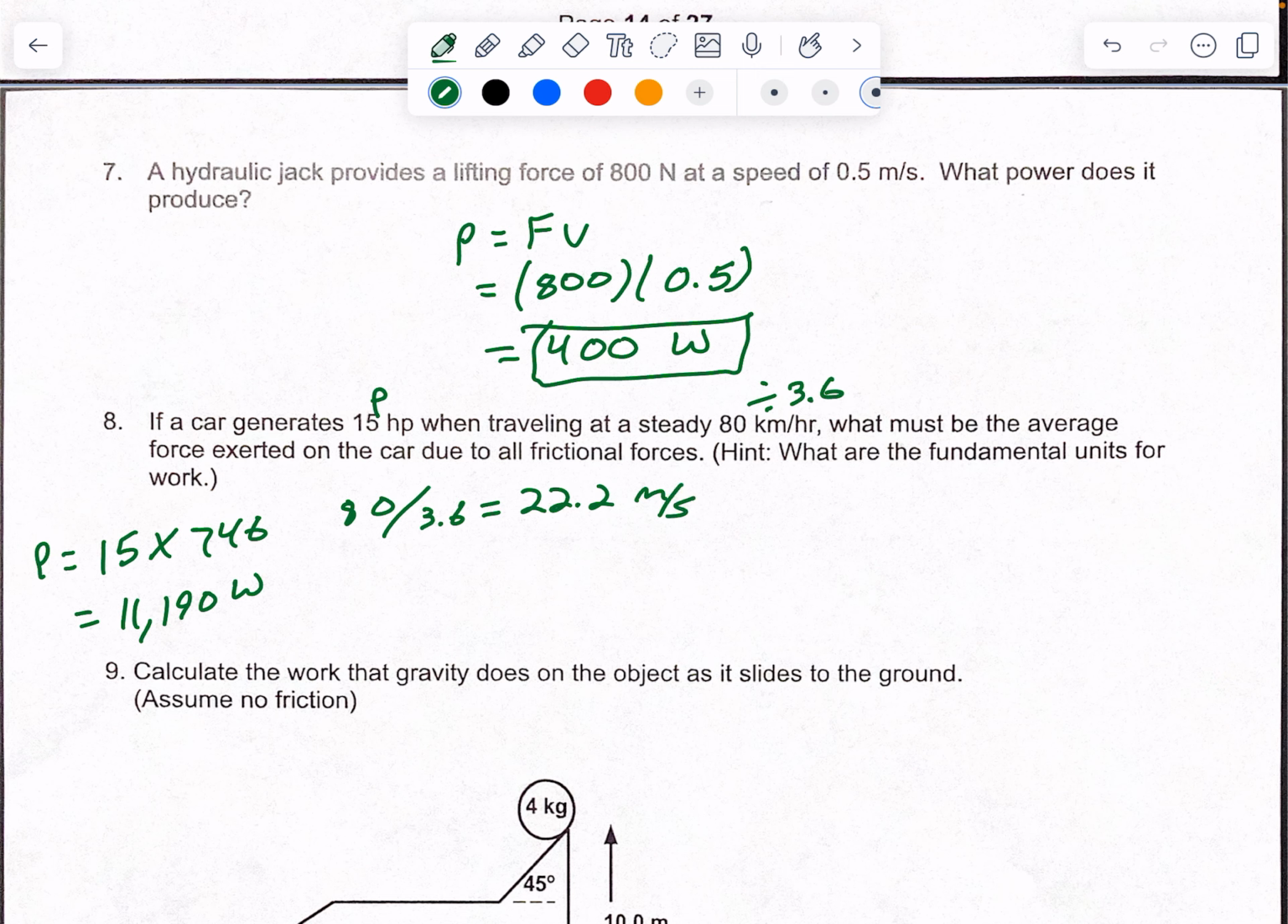So what must the average force exerted on the car due to all frictional forces be? Okay, so we're just looking for force. So remember, power equals force times velocity. So our power is 11,190 equals my force, which I don't know, and my velocity is 22.2. Okay, divide both sides by 22.2, and you get a force of 504 newtons.